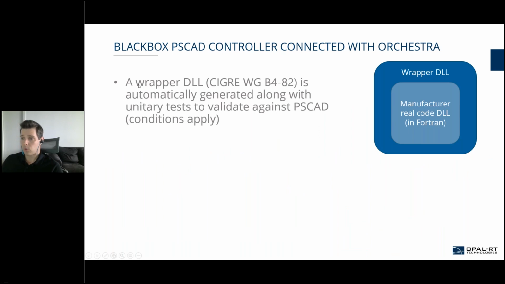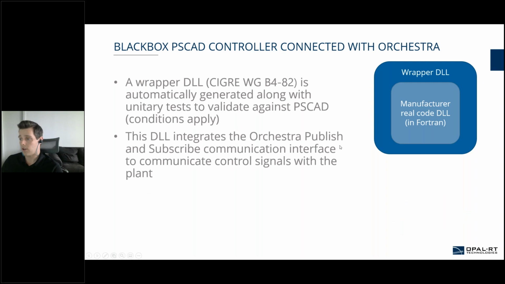So how do we do this? Well, we're automatically generating a wrapper DLL based on the CIGRE working group B4-82, along with the unitary test to validate it against PSCAD. So we have a wrapper that goes around the manufacturer's real code DLL that's in Fortran code. And this wrapper DLL integrates the Orchestra publish and subscribe communication interface that we've developed and handed to HYPERSIM to facilitate the co-simulation that we're doing to accelerate the PSCAD simulation.